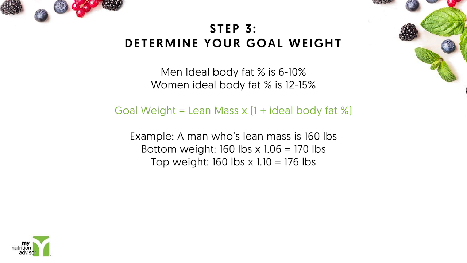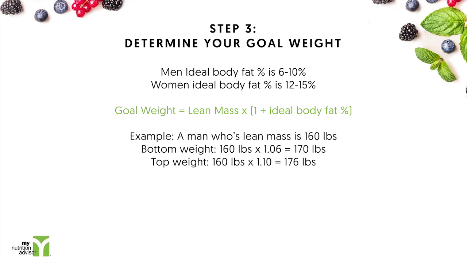A man whose lean mass is 160 pounds. Their bottom weight and their top weight can easily be figured just through multiplication. So let's take 160 pounds times 1.06. That would be 6% body fat. So it's 160 pounds times 1.06. That means 170 pounds should be the bottom weight that this man should be.